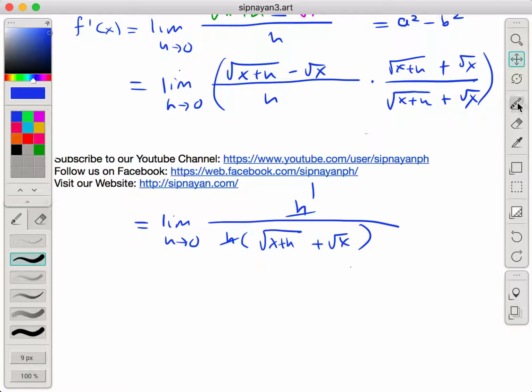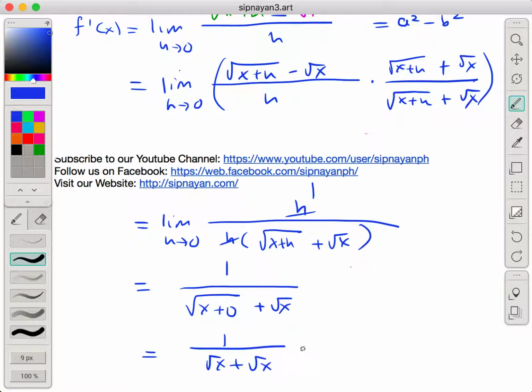And again, the limit of this expression approaches 0, meaning pwede na natin itong palitan ng 0 para matanggal na yung limit dito. So this is 1 over square root of x plus 0 plus square root of x. So square root of x plus 0 is just square root of x. So this is equal to 1 over square root of x plus square root of x, which is equal to 1 over 2 square root of x.